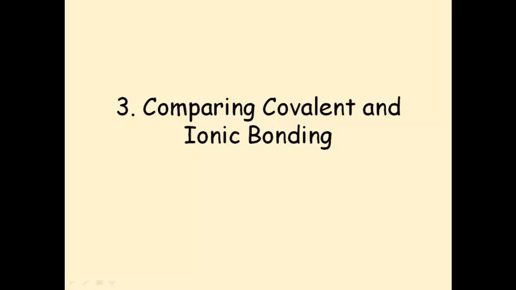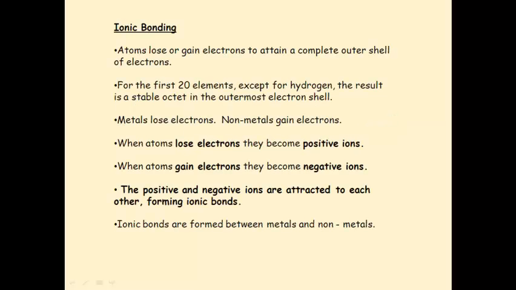Comparing covalent and ionic bonding. Ionic bonding. As you know, atoms lose or gain electrons to attain a complete outer shell of electrons. For the first 20 elements, except for hydrogen, the result is a stable octet in the outermost electron shell. Metals lose electrons, nonmetals gain electrons.